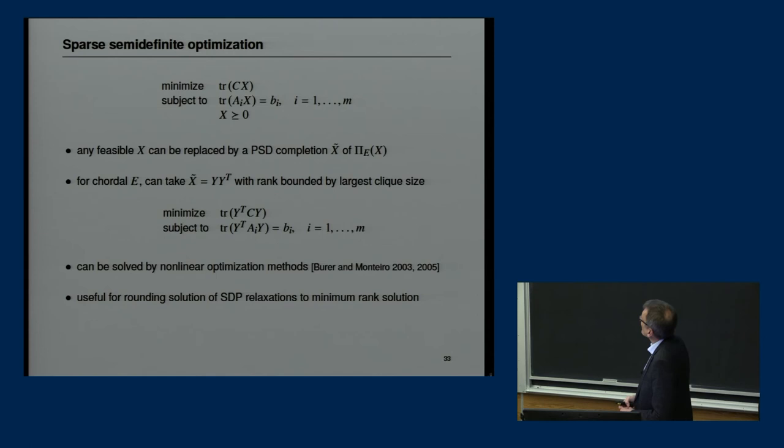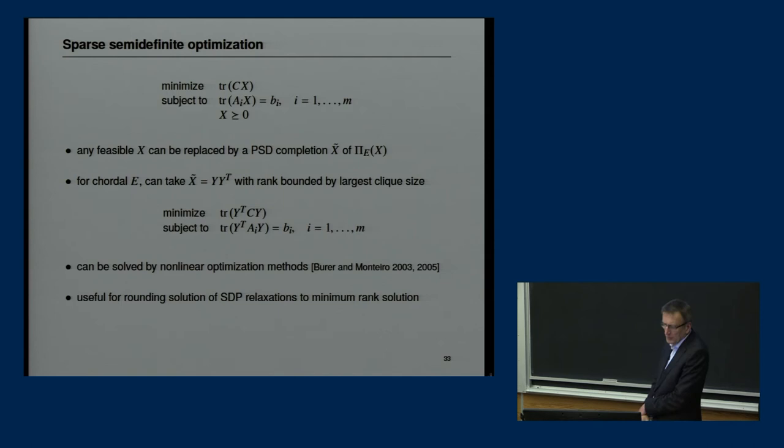Here it's slightly different because it means you could actually replace it equivalently. Every feasible solution can be replaced without loss of generality with a matrix like this, where the number of columns in Y is the maximum clique size. It's not just the optimal point. If you do it for the optimal point, you restrict the feasible set to a non-convex feasible set. Here you actually have an equivalent parameterization of the original problem.